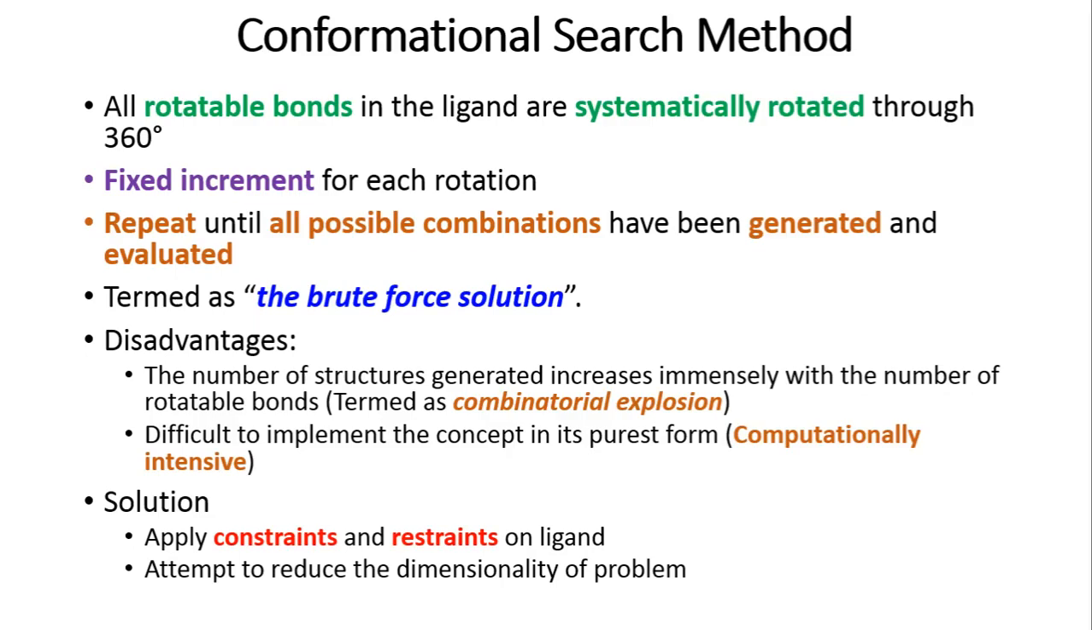So what can be its biggest disadvantage? The biggest disadvantage is that the number of structures that are generated increases immensely with the number of rotatable bonds. So the more rotatable bonds in your ligand molecule, the more its conformational space will increase. The more you would have to test, the more conformational space you would have to explore. Okay, and this is usually termed combinatorial explosion, right? And it is very difficult to implement this concept in its purest form. Why? Because it is quite computationally intensive.